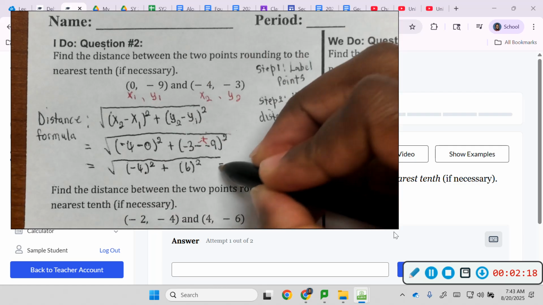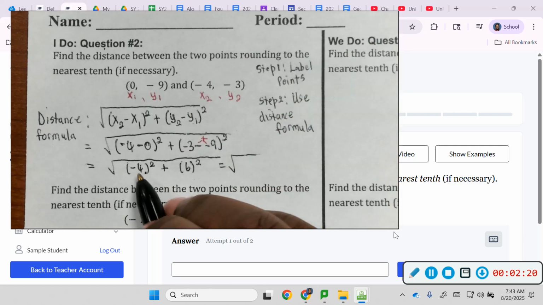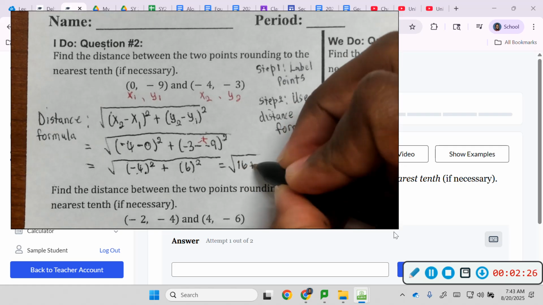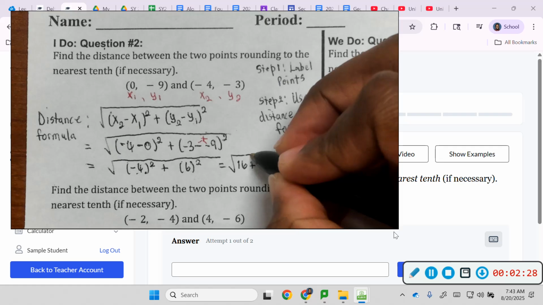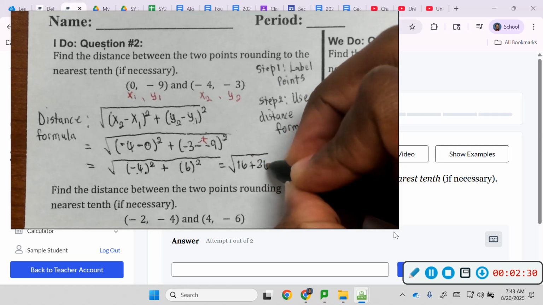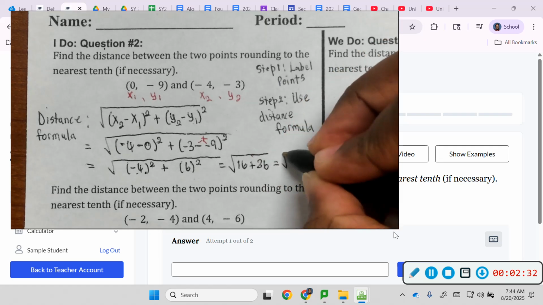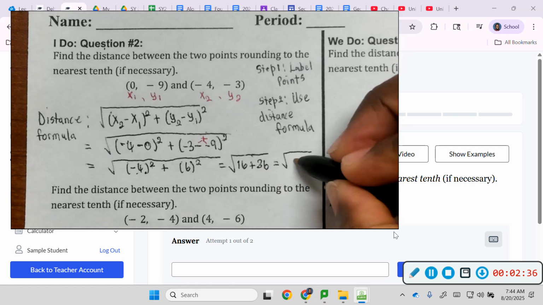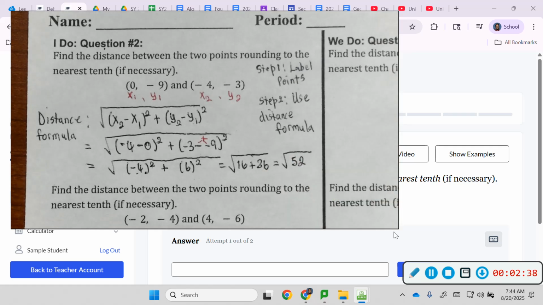Now we're going to calculate. The square root of negative 4 squared is negative 4 multiplied by negative 4, which is positive 16, plus 6 squared is 6 times 6, which is 36. Then we add these numbers together. 16 plus 36, I believe, is 52. So we have the square root of 52.